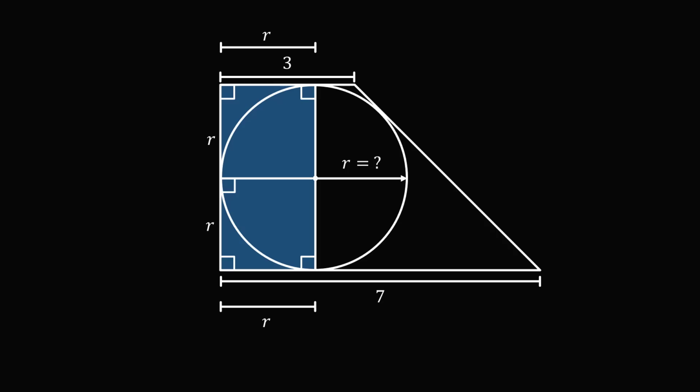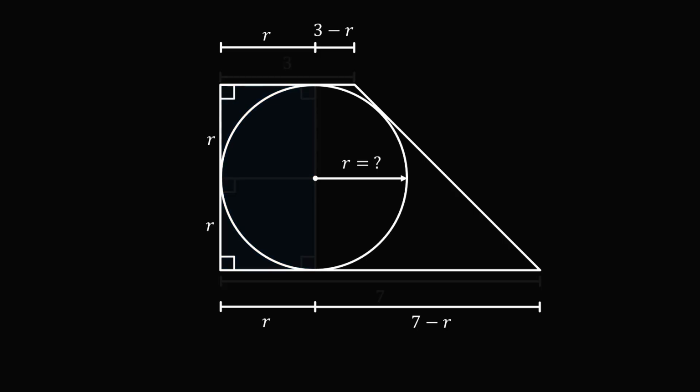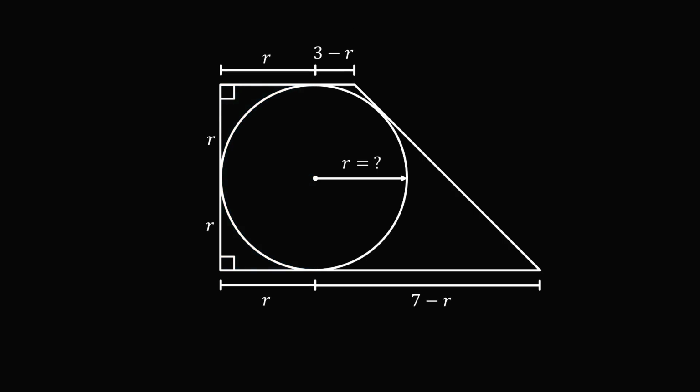Now let's calculate the lengths that are obtained by taking the entire side lengths and subtracting these radii lengths. So on the bottom side of this trapezoid, if the entire side has a length equal to 7 and we subtract r, we will be left with a length of 7 minus r. On the top side of the trapezoid, we know the entire length is equal to 3 and we subtract r, so this length is equal to 3 minus r. So let's take these lengths and identify them in the diagram.